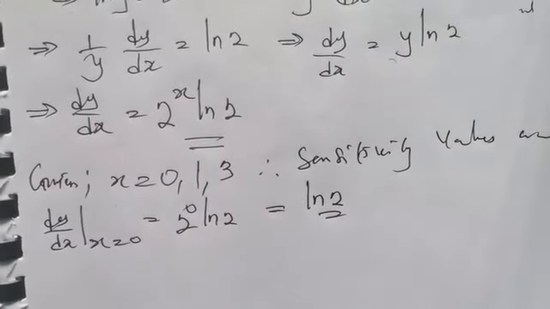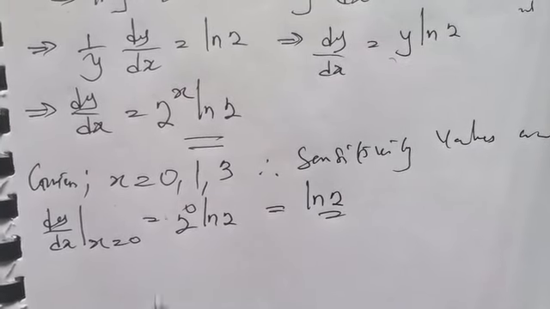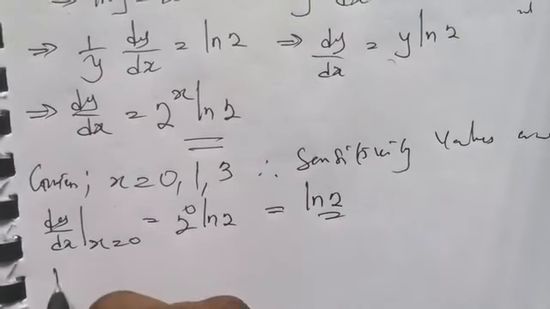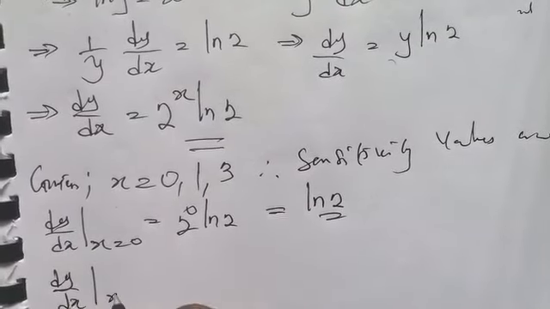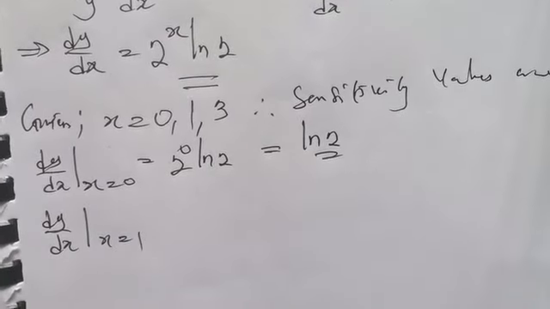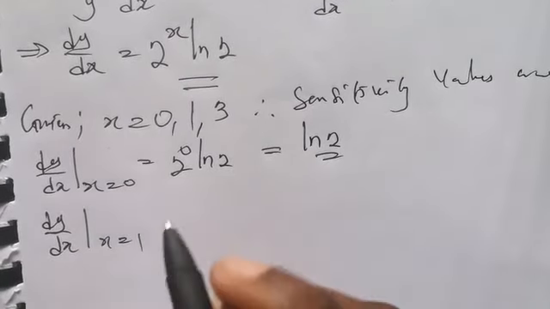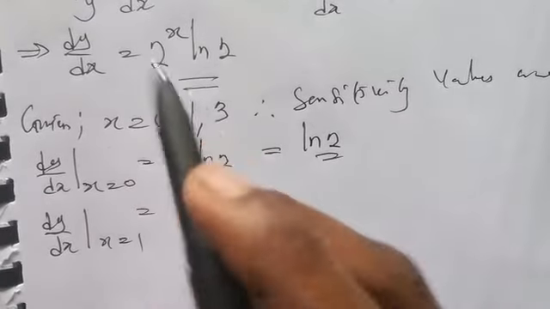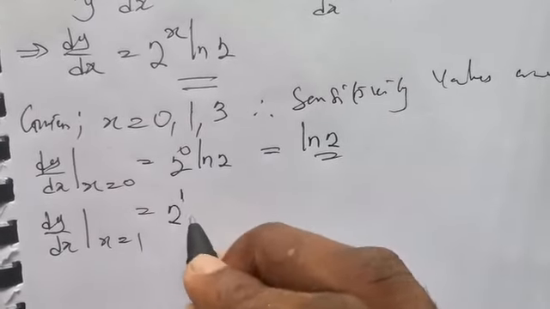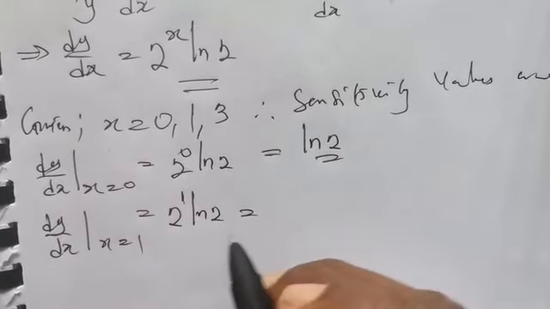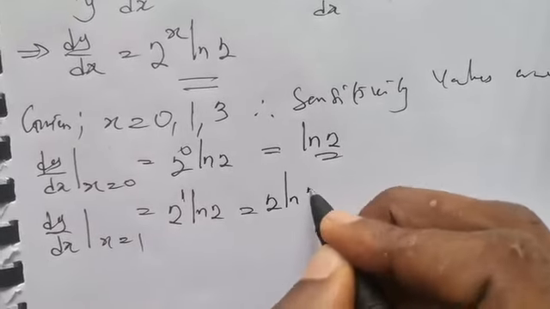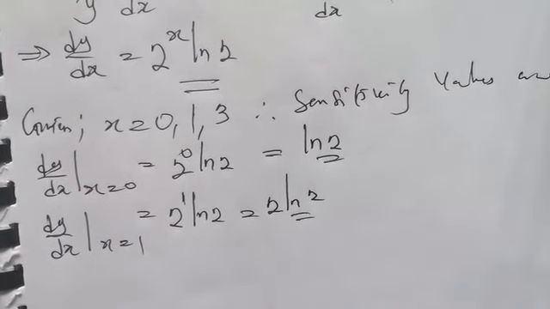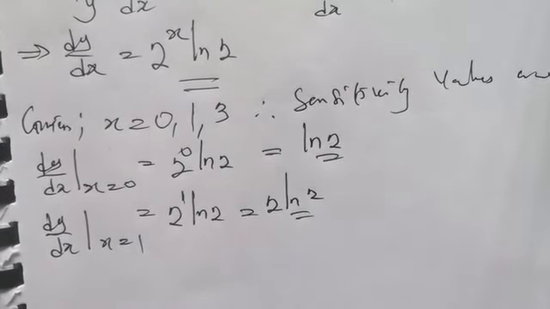You can go ahead to evaluate ln 2 and obtain a value. Alright, the second sensitivity value is when x is equal to 1. So you find dy/dx at x equal to 1. Once again, not forgetting dy/dx is 2 to the power of x times ln 2, that becomes 2 to the power of 1 times ln 2, and 2 to the power of 1 remains 2, so 2 ln 2. You can still go ahead to evaluate this if you want to find 2 ln 2 and obtain a value, but I can keep my answer like that. So that becomes the sensitivity value at x equal to 1.